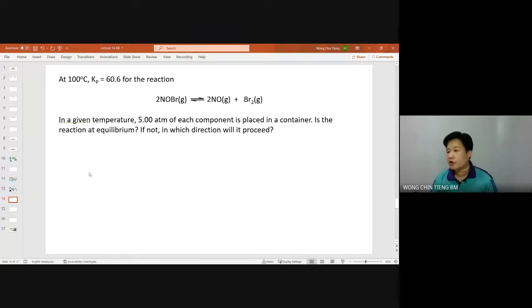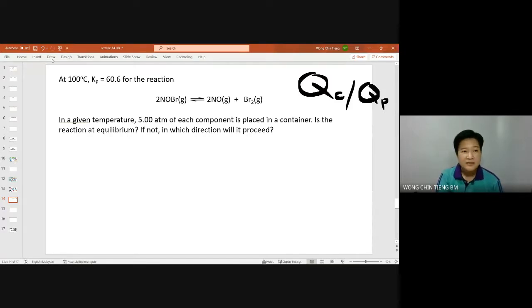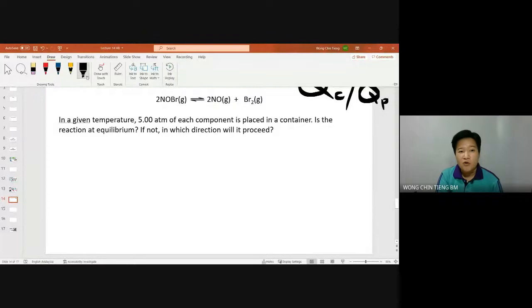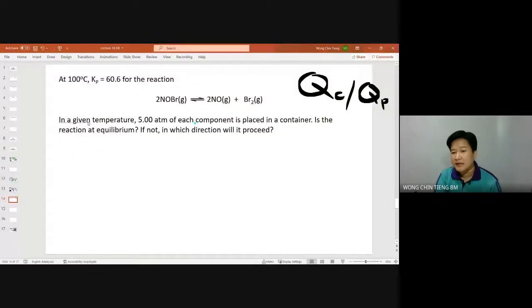Last question, and an easy one. When do I use Q, the quotient? When do I use QC? When do I use QP? When the question always has a sentence that sounds like this. Change colour, black this time. When the question always has a sentence that sounds similar to this: is the reaction at equilibrium?